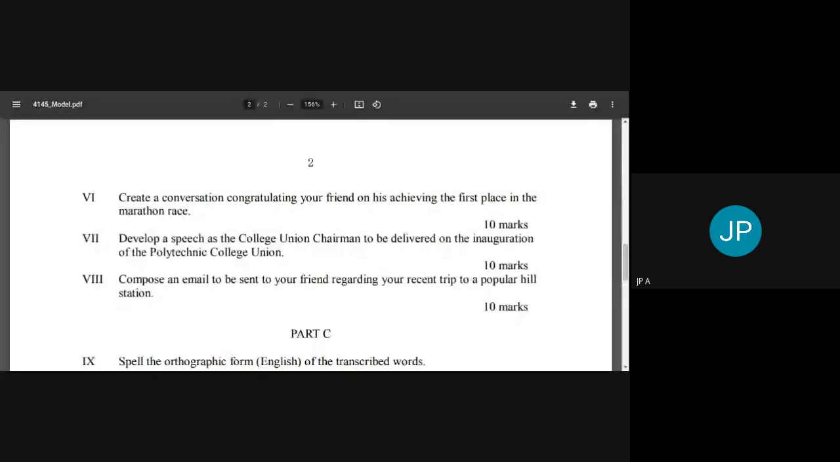I'll just show you that question paper. This is the question paper. If you look at the seventh question of part B, this is the question on speech.